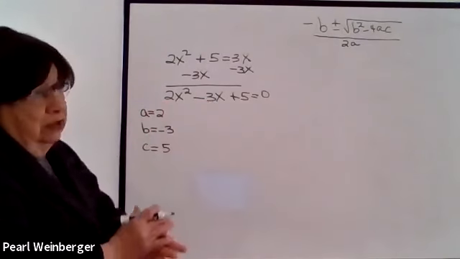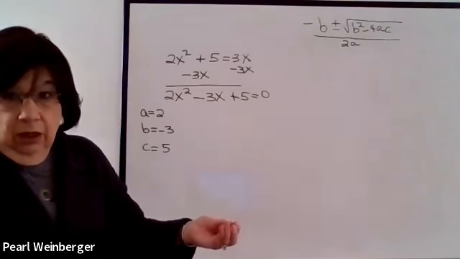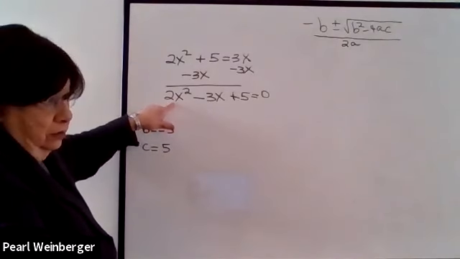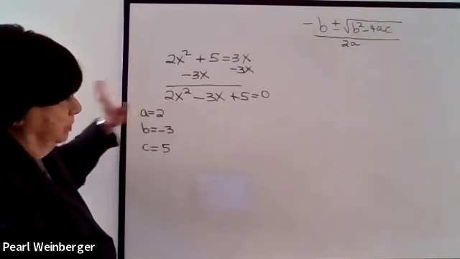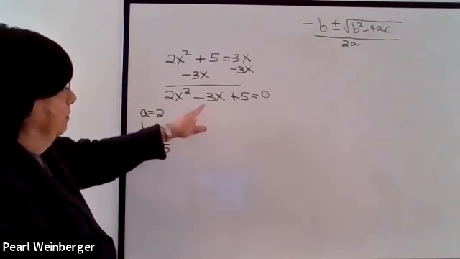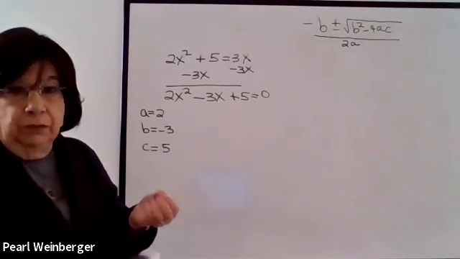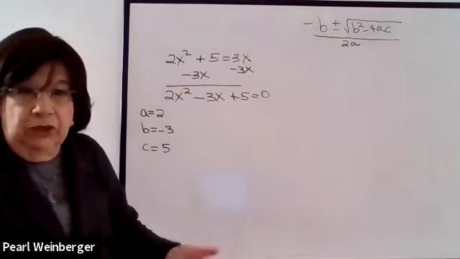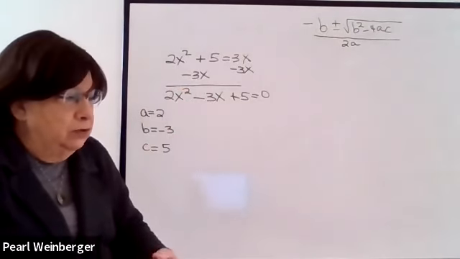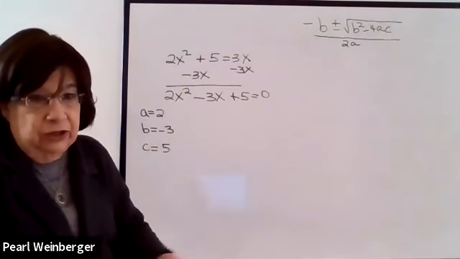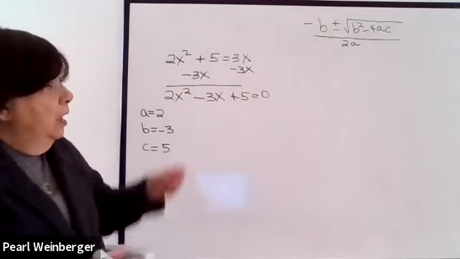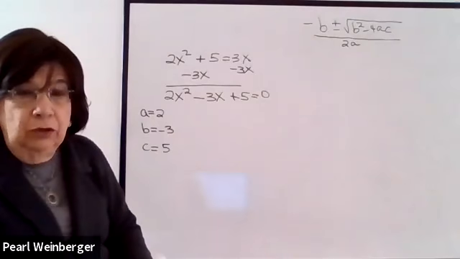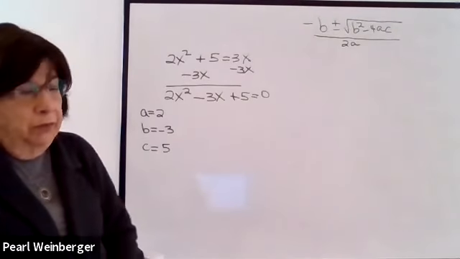Notice this would not be a case where I would want to use the completing the square method, for 2 reasons. First of all, the x squared term has a number in front of it. It's not just a plain x squared. So that's one problem with it. That makes it difficult to use completing the square. Also, the number in front of the x is an odd number, which means if you try to use completing the square, you'd be working with difficult fractions or difficult decimals. That is something that you avoid when you are using the quadratic formula.